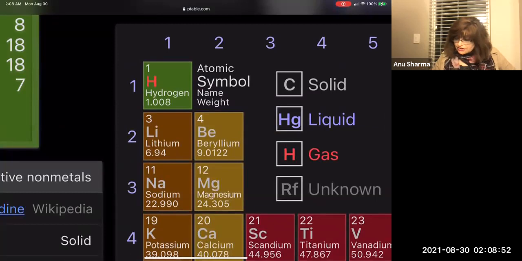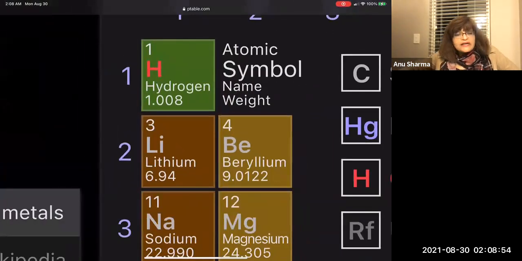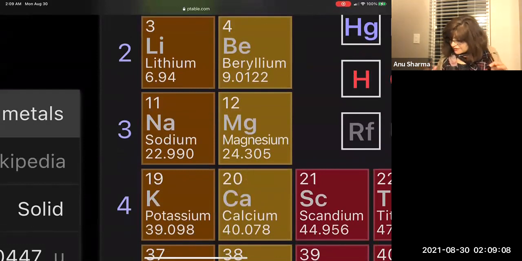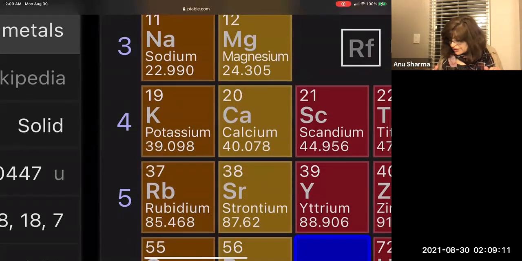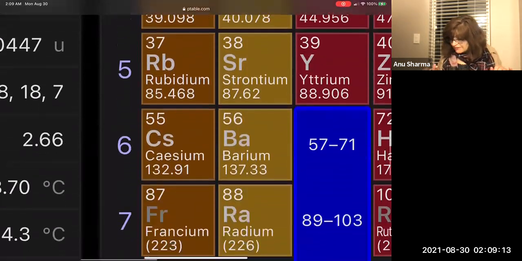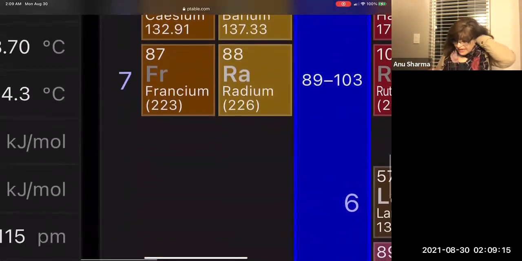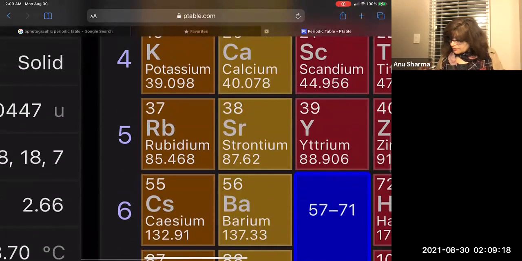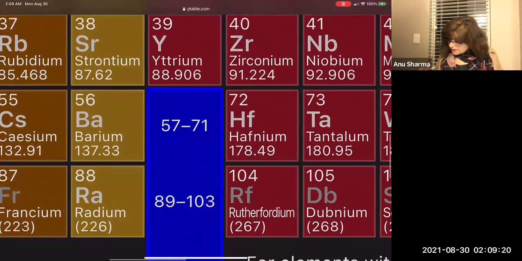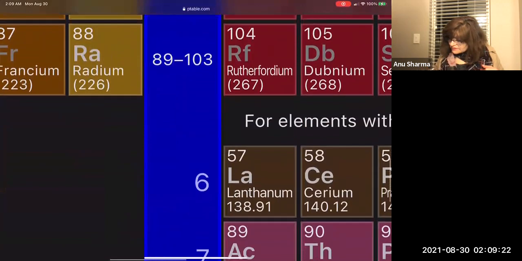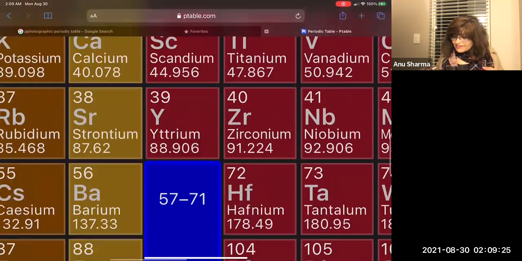We will cover this more, but look at this number on the side. This means hydrogen is kept in period 1. That means it has only 1 energy level, where the electrons are found outside the nucleus. Lithium has 2 energy levels. Sodium has 3 energy levels. Potassium has 4 energy levels. Rubidium has 5 energy levels. Similarly, the others will have 6 energy levels and 7 energy levels.